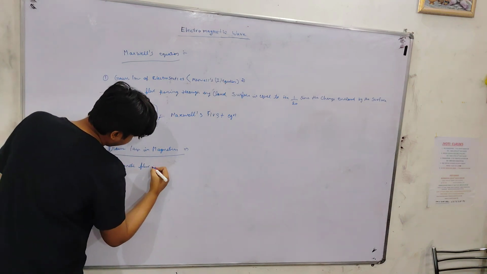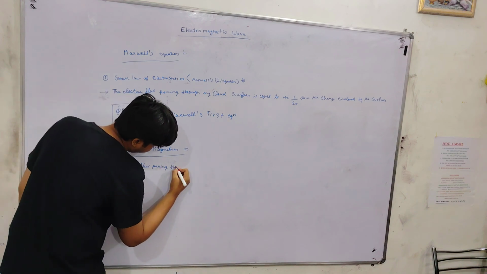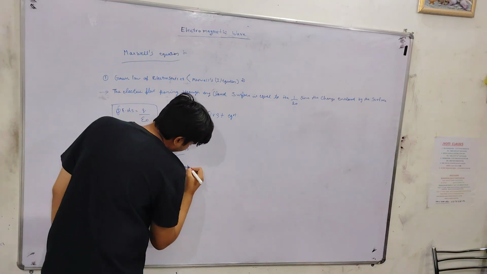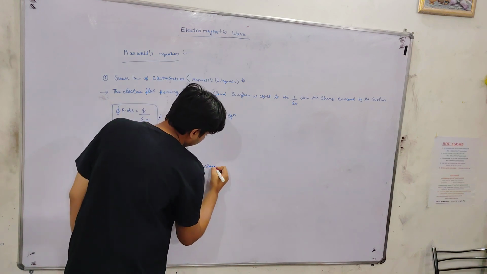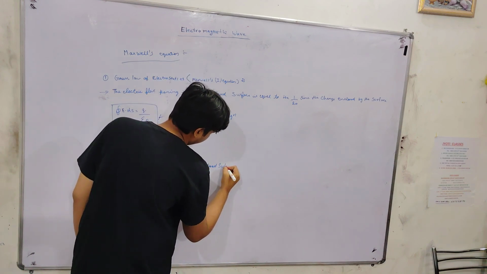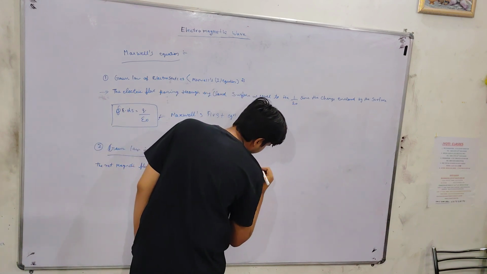The net magnetic flux passing through any closed surface is equal to zero.